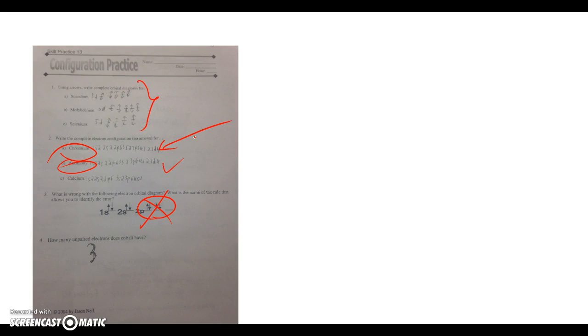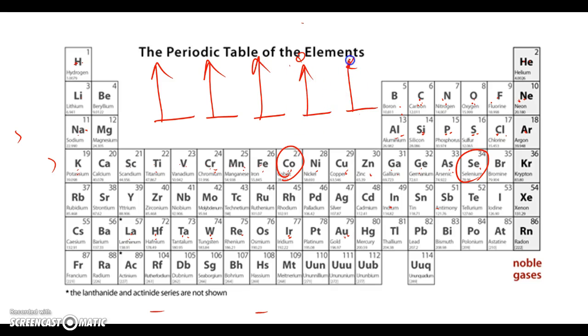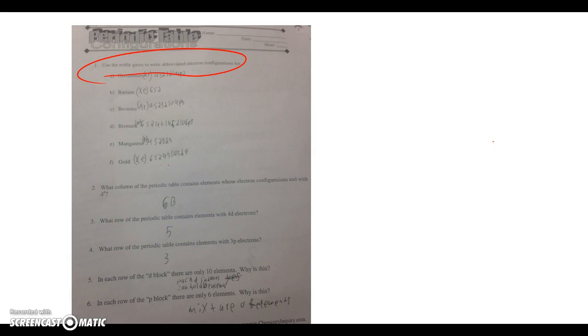These all look right. Let's see, how many unpaired electrons does cobalt have? Let's go back to cobalt, right here. So cobalt is in the 3d. And it has 1, 2, 3, 4, 5, 6, 7 electrons in that 3d. There are 5 suborbitals. 1, 2, 3, 4, 5, 6, 7. So indeed, it has 3 unpaired electrons, which you have perfectly right there.